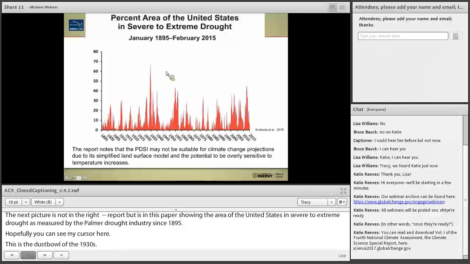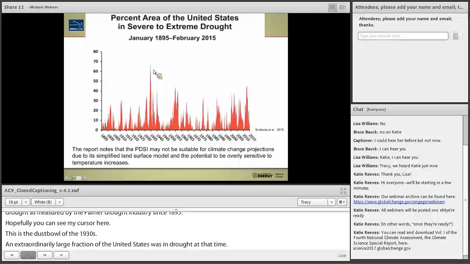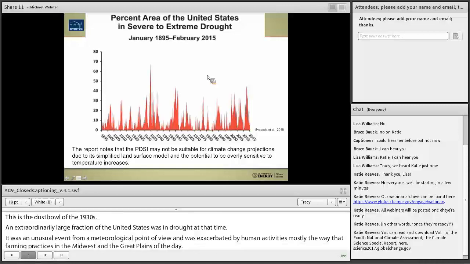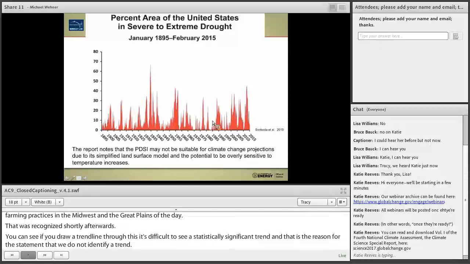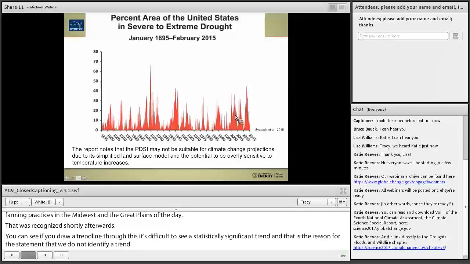It was exacerbated by human activities, mostly the way that farming practices in the Midwest and the Great Plains of the day, and that was recognized shortly afterwards. And you can see, if you draw a trend line through this, it is difficult to see a statistically significant trend. That's the reason for the statement that we don't identify a trend. Now, you might say, well, climate change really took off around the 70s, and there is a bit of a trend there. But given the history prior to that, I think it would be disingenuous to say that this is evidence of an anthropogenic change.